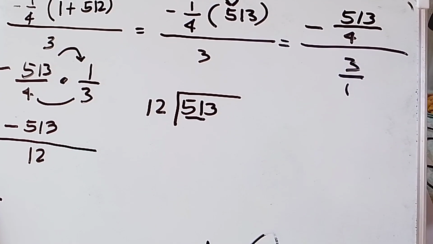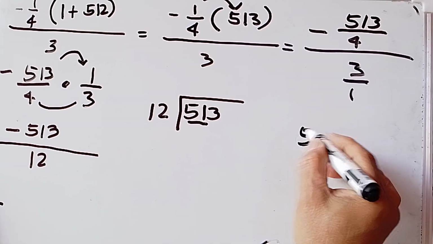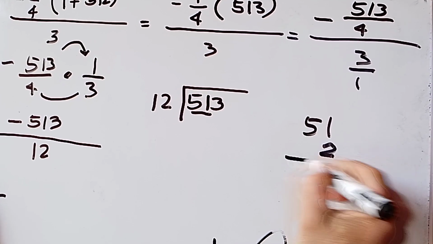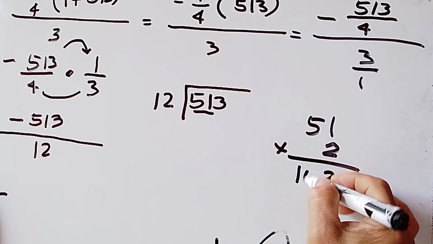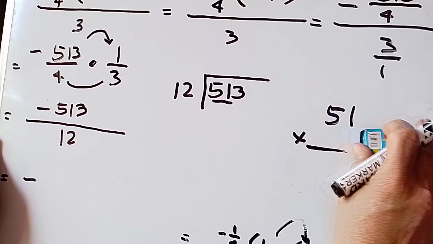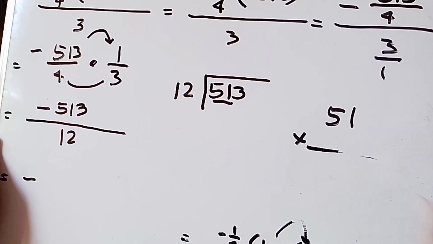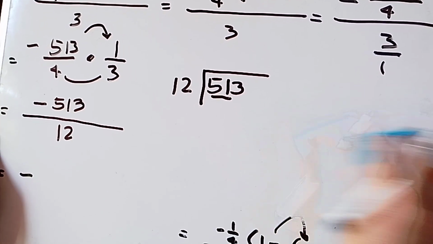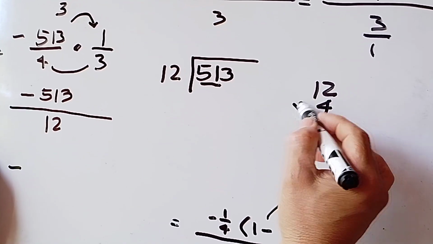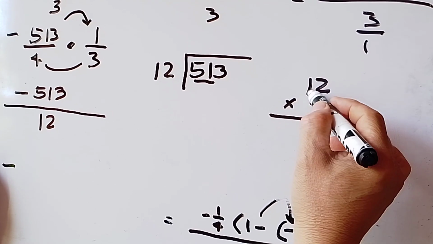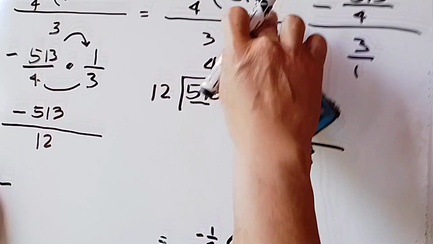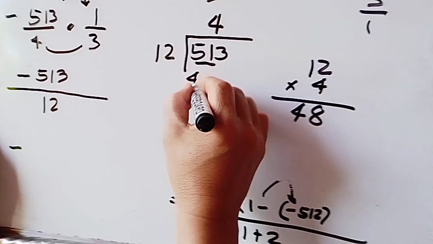So let's say 51 times, let's say 2. This is 2, 10. It's shortened. So it should be 51 times, no, why 51? So it should be 12. 12 times, let's say 4. So this will be 8. 1 times 4 is 4. So this is 4. This will be in line with 1. And then I've got 48.